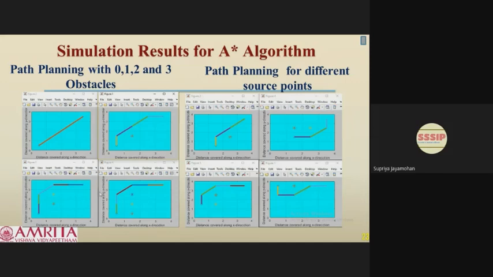That is the first four of them. That means this one, this one, this one, and this one actually just indicate the results of no obstacle, one obstacle, two obstacles, and three obstacles with the same source point. And these four actually show a difference when the source point is varied. Still, the algorithm is rigid and it is able to continue following the path.